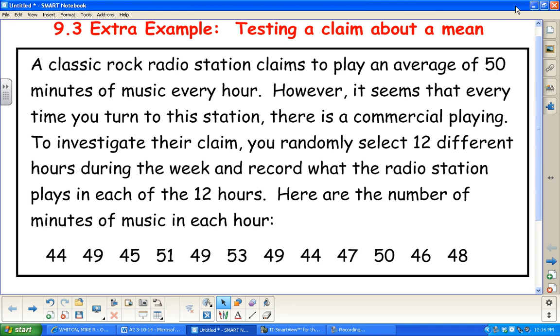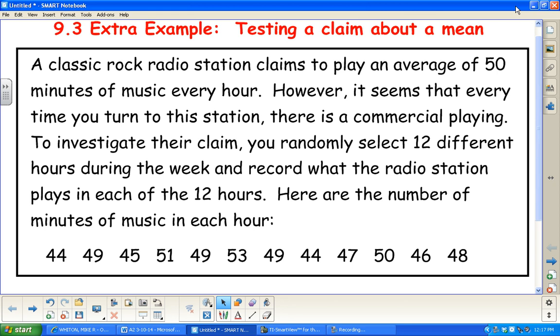We always do that by selecting a random sample, get some data. So you select 12 different hours during the week and record what the radio station plays. And there's your data, there's your list there. That is the number of minutes of music in each hour. And again, the station's claiming that they average 50 minutes. Okay, so let's see if we can test this claim and make a decision.